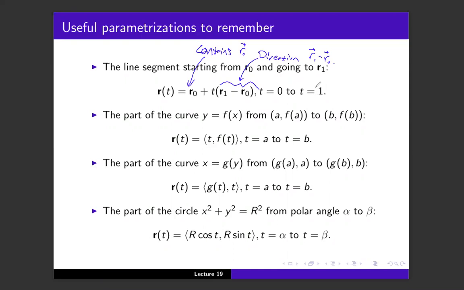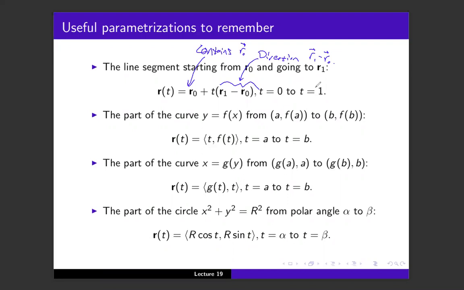You can also parameterize curves that are functions of x, like y equals some function of x. In that case, if x is a, then y is just f of a, so the parameterization is just r of t equals t comma f of t. Similarly for curves where x is some function of y, x equals g of y, going from t equals a to t equals b. And finally, this gives us the part of the circle that goes from polar angle alpha to beta. If you're doing a component of a circle, that's r cosine t, r sine t.